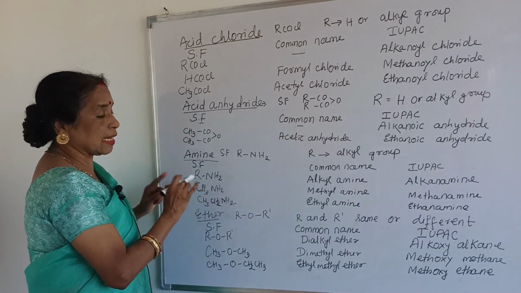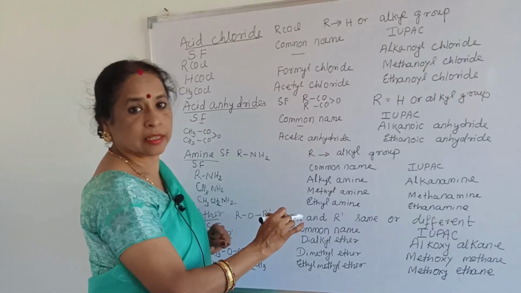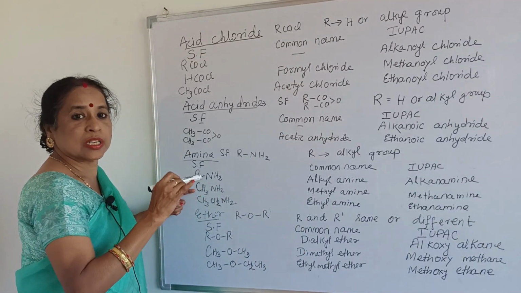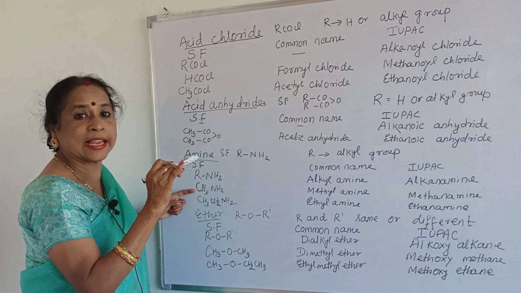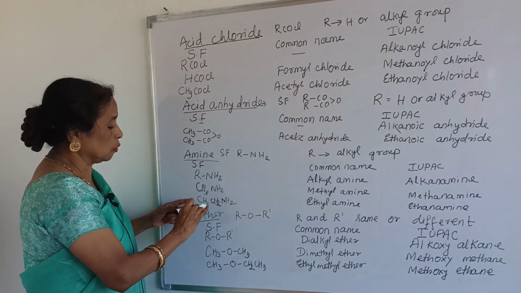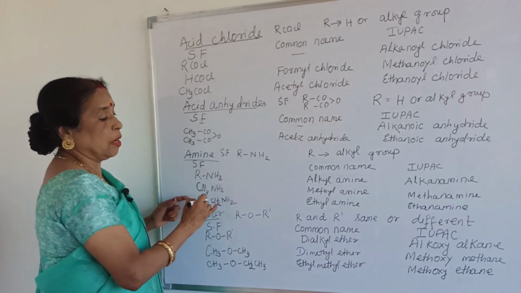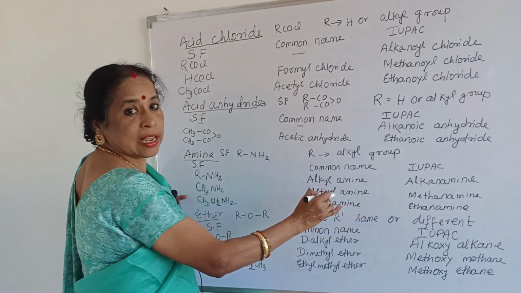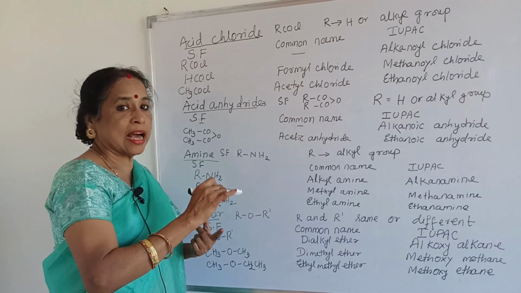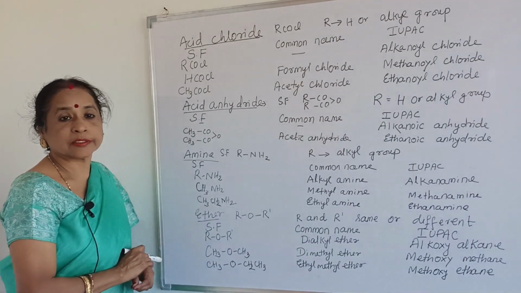So here CH3NH2, where CH3 is methyl, so the common name is methylamine. And what is the IUPAC name? Since it has only 1 carbon, the word comes from the alkane methane, so it is methanamine. CH3CH2NH2 has 2 carbons, and it is known as an ethyl group, so it is ethylamine. And the IUPAC name is ethanamine. Alkanamine, ethanamine.